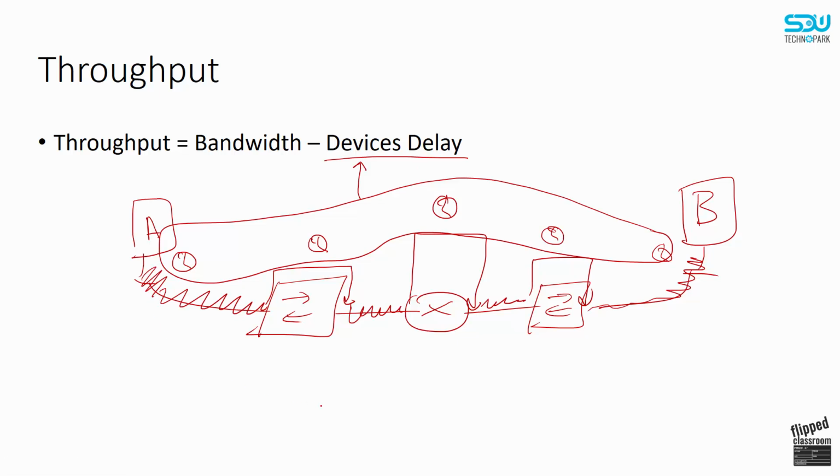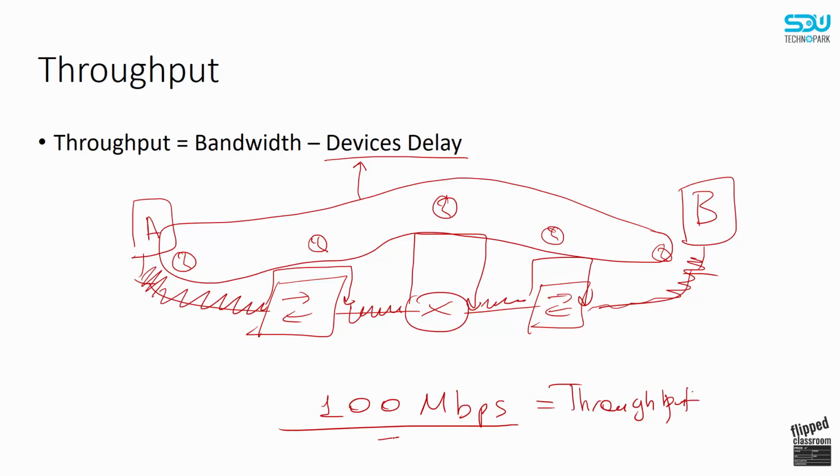So when your bandwidth speed is 100 megabits per second, for example, minus this device delay will be your throughput. So let me write this: bandwidth minus device delay is equal to throughput. This is not division, this is minus. And as a result, we may have, just as an example, 80 megabits per second as our throughput.